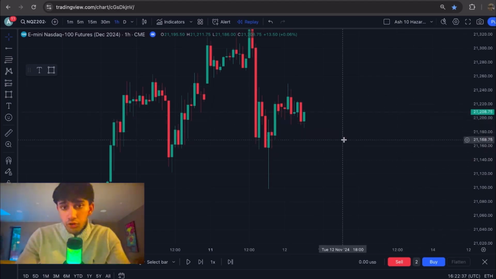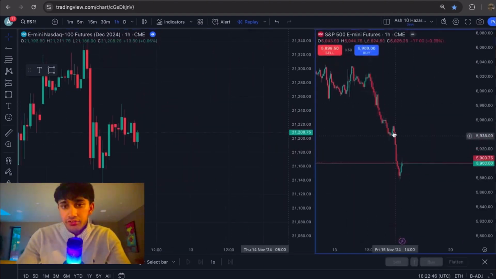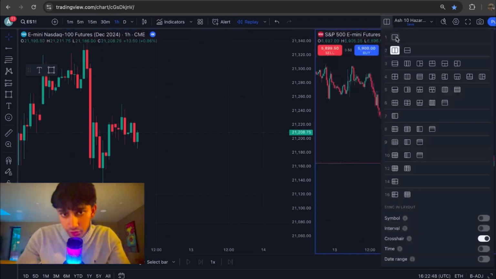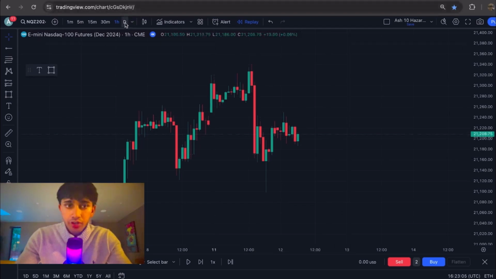All of this will be on NASDAQ, so usually it will look like this, and I'll have ES on the right hand side. So just to let you guys all know, everything that has happened on the NASDAQ also happened on ES. It's all the same correlation, but I'm just going to show you guys straight NAS so you get the idea.